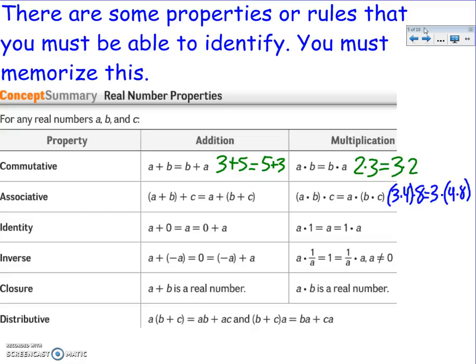Inverse. I'll talk about it next slide, but basically, what do you do to yourself to get 0? Or what do you multiply yourself by to get 1? Closure just means the set. If you do A plus B, it's still real. If you do A times B, it's still real. And distribution, y'all know that. You have to distribute A into both of these. You'll get AB plus AC. Same for the backwards.